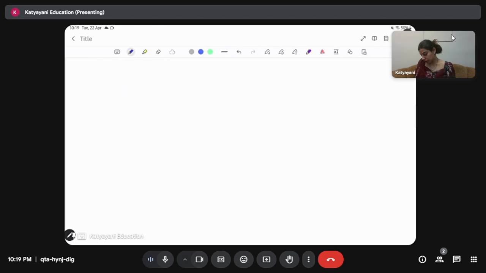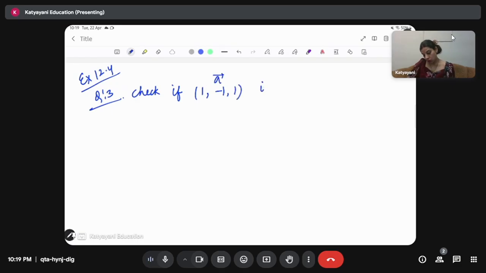So let's do one question from your exercise. So we are doing exercise 12.4. This is question number 3. The question number 3 here says that check if 1, minus 1, 1, which is, let's call it vector A, is orthogonal to vector B. Let's define B as minus 1, 1 and minus 1. You have to tell me whether they are orthogonal or not.